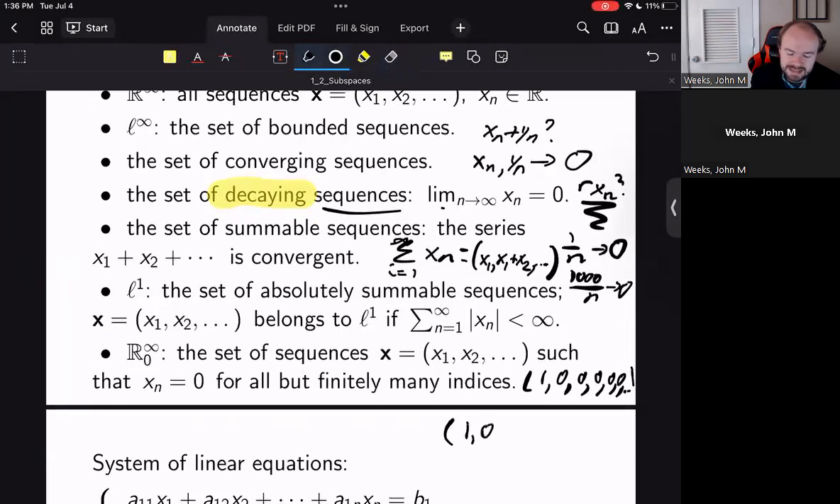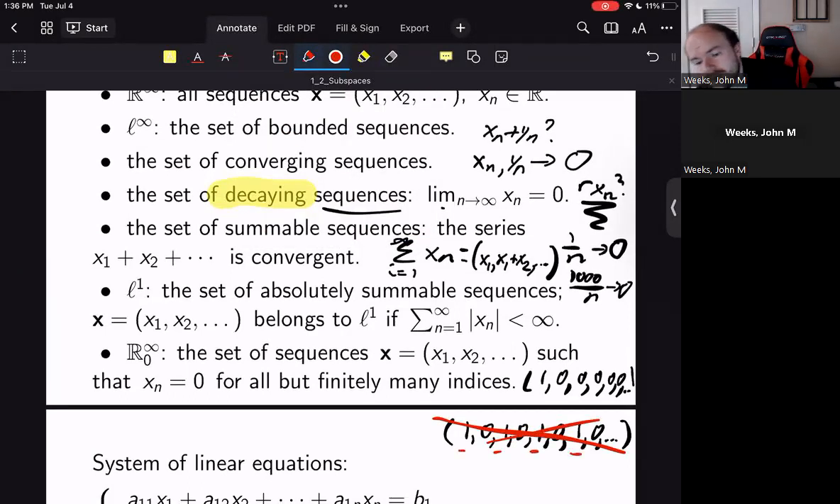Here's one that would not be in this set. Something like this. This one actually has infinitely many non-zero elements, one in every odd entry, for example. This one is not inside of R0 infinity because it has infinitely many non-zero elements, right? So this is saying that this set of sequences is itself going to be a subset.